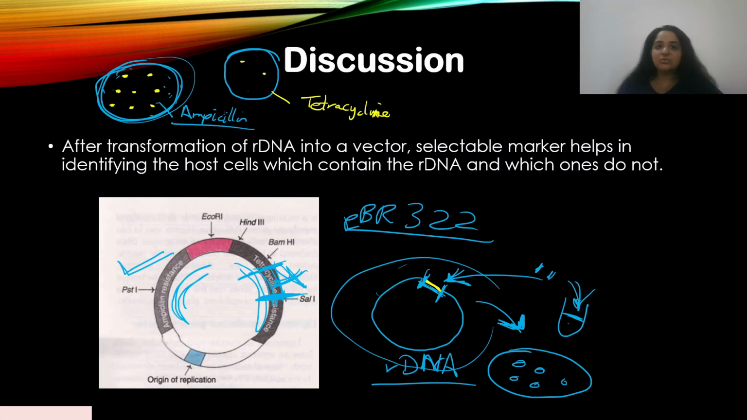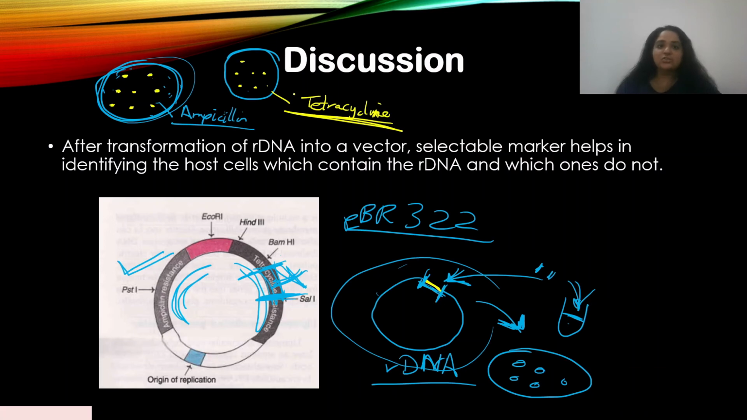Now some of them will grow, some of them will not grow. So now what happens? That means these contain the tetracycline resistant gene. The ones that don't grow are the ones that have the inactive gene. You compare both the plates. Now you can choose the transformed colonies.